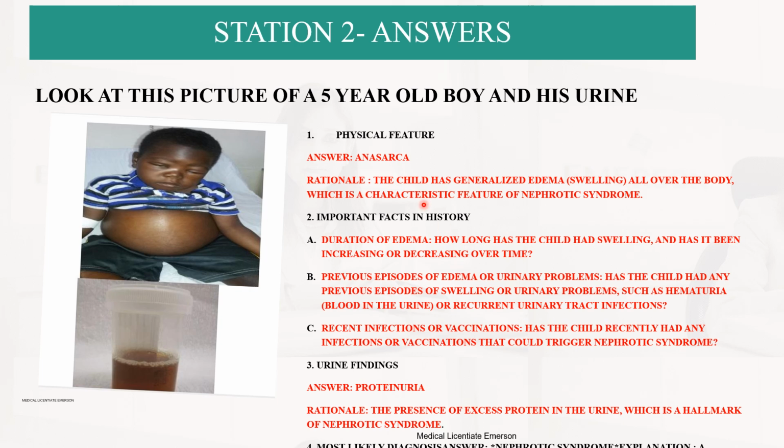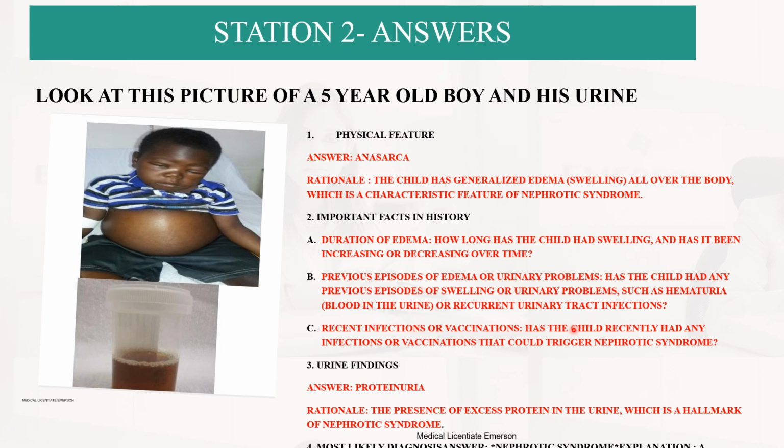Okay, and then important facts in history. Number 1, we can talk about the duration of edema. How long has the child had swelling, and has it been increasing or decreasing over time? Then you also need to ask about history of previous episodes of edema or urinary problems, such as hematuria, which of course is blood in urine, or recurrent urinary tract infections. Then lastly, you also need to ask about recent infections or vaccinations.